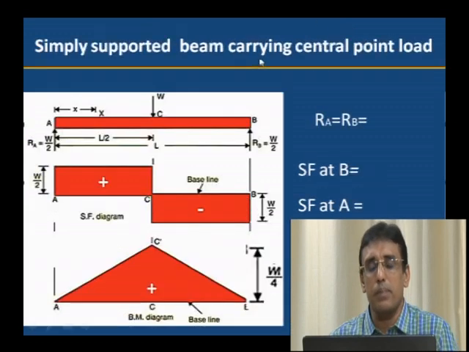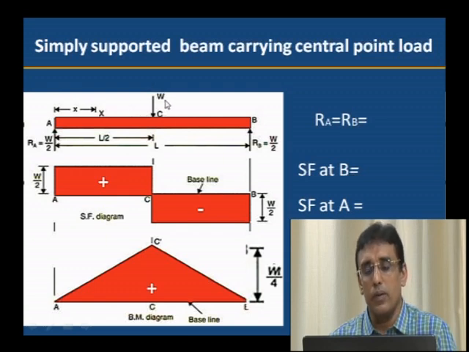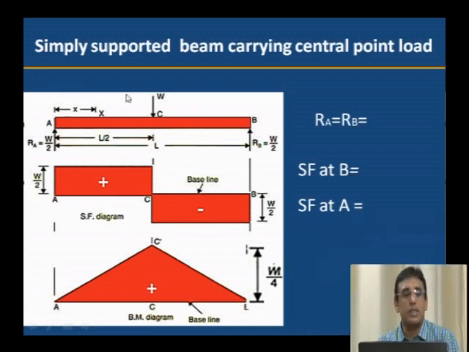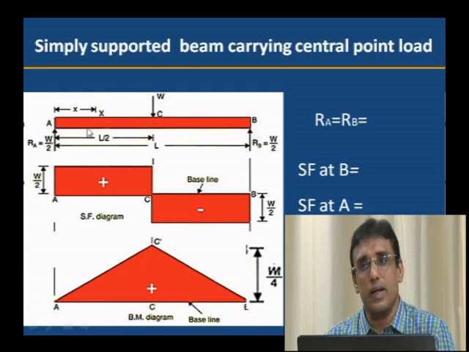Next, simply supported beam carrying a central point load. Third case: simply supported beam, with A and B simply supported, carrying a central point load W. For a cantilever beam, the reaction is not required, whereas in a simply supported beam we have to calculate the reactions at A and B. Since this is symmetrical, and the load acts exactly at the central point, L by 2, we can calculate RA and RB by dividing W by 2: W by 2 for RA and W by 2 for RB.